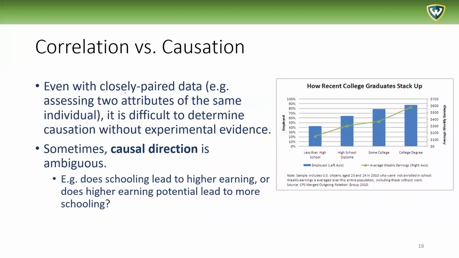So even with closely paired data, for example, assessing two attributes of the same individual, it is difficult to determine causation without experimental evidence, that is controlled experiments, randomized controlled trials, as you may have heard about in the context of medical studies, for example. But you can also do that in non-medical contexts. So sometimes causal direction is also ambiguous.